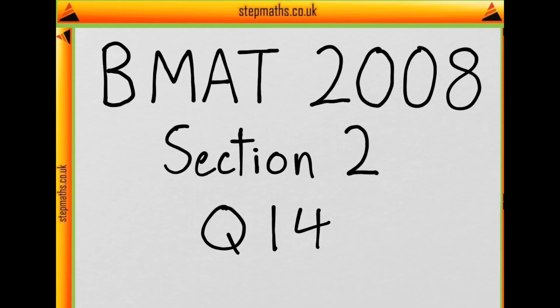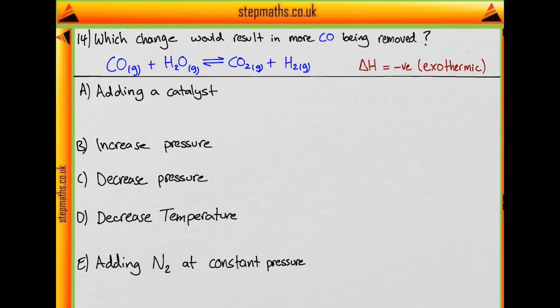Hello, in this video I'll be showing you how to answer the BMAT 2008 Section 2, Question 14. So we're given this reaction where we have carbon monoxide plus steam in equilibrium with carbon dioxide plus hydrogen gas, with the enthalpy change exothermic. We're asked which change would result in more carbon monoxide being removed. And here we're given 5 changes that we need to consider.